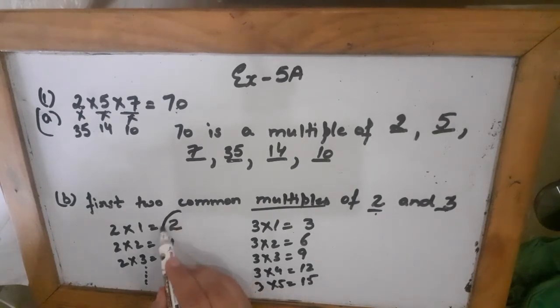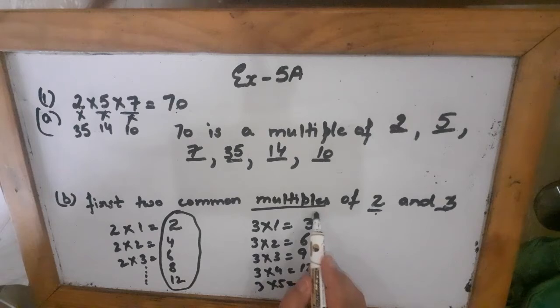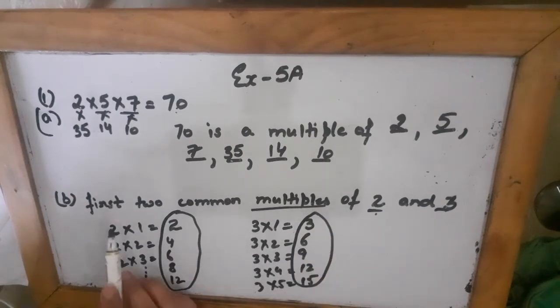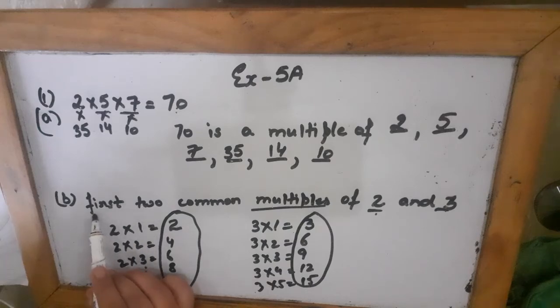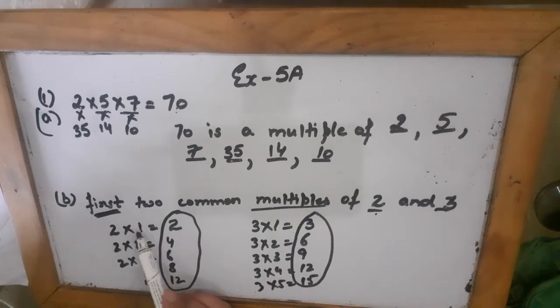So these are the multiples of 2 and these are the multiples of 3, and they are asking you the first two common multiples. Because I was asked to find the first, that's why I started multiplying 2 and 3 with 1 first. 1, 2, 3, 1, 2, 3, like this. So these are the multiples of 2 and these are the multiples of 3, and the first two common multiples.